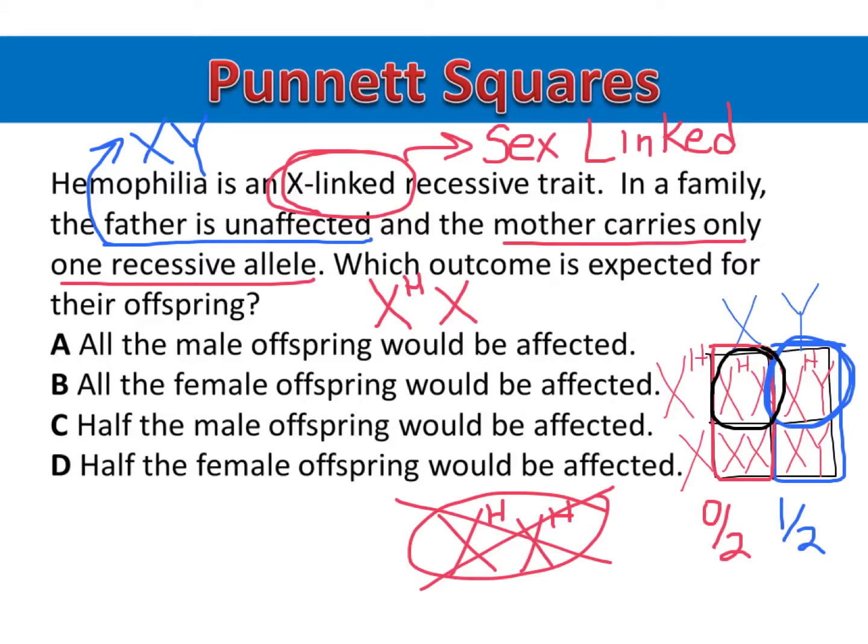So whenever you have a female who carries the trait, she can expect half of her sons to have that trait, because there's a 50-50 chance that the son will get the X chromosome that has that trait on it. And if he gets that X chromosome, then he will have the trait.